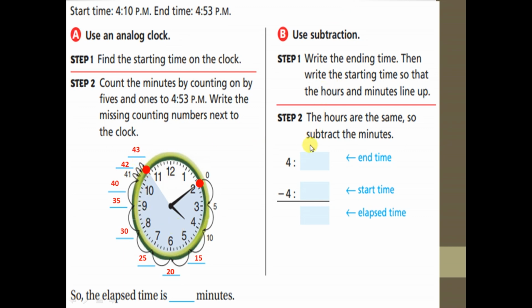Let's use subtraction. We put the ending time, which is 4:53. Starting time is 4:10. Then we subtract the minutes. So we start from the right to the left. 3 minus 0 will be 3, and 5 minus 1 will be 4. So it is 43 again. So the elapsed time or the interval here will be 43 minutes.